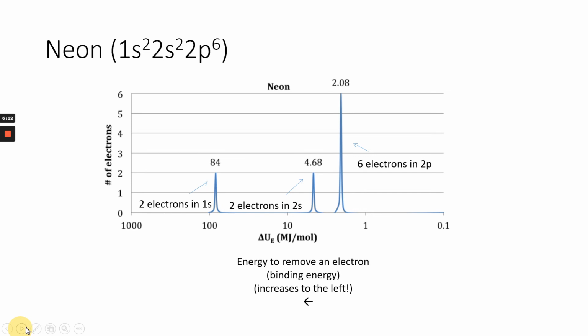So if we look at neon here, neon has 1, 2, 3 sublevels, so it should have 3 peaks. Your 1s will be here, 1s2, your 2s2, and your 2p6. This is how they verified that the s holds 2 electrons and the p can hold up to 6, by looking at these PES peaks. You see that this one is much higher than the other two because there are more electrons in there.